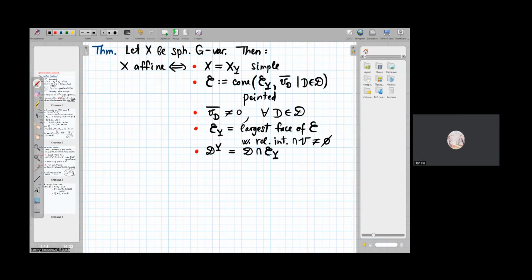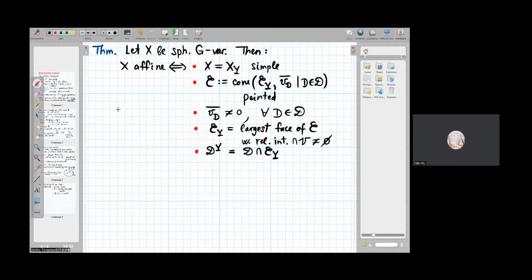So this is the statement. X is affine if and only if it is simple and its colored cone satisfies all these conditions. Maybe I will draw a picture and then make a break. So let me try to draw a picture. So we have the cone C. Let it be maybe in black.